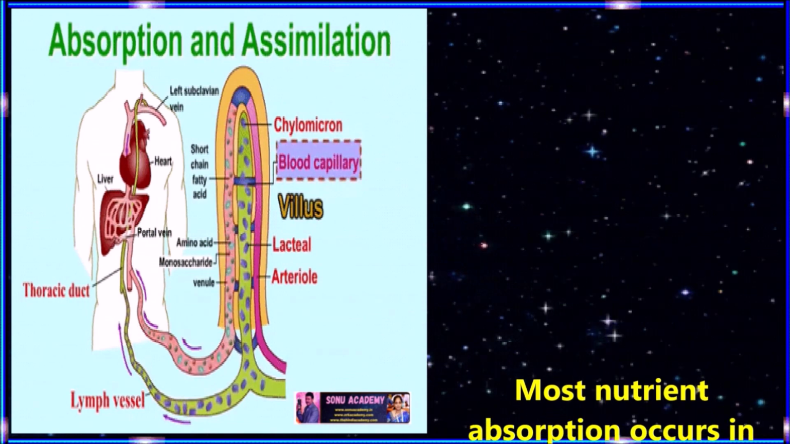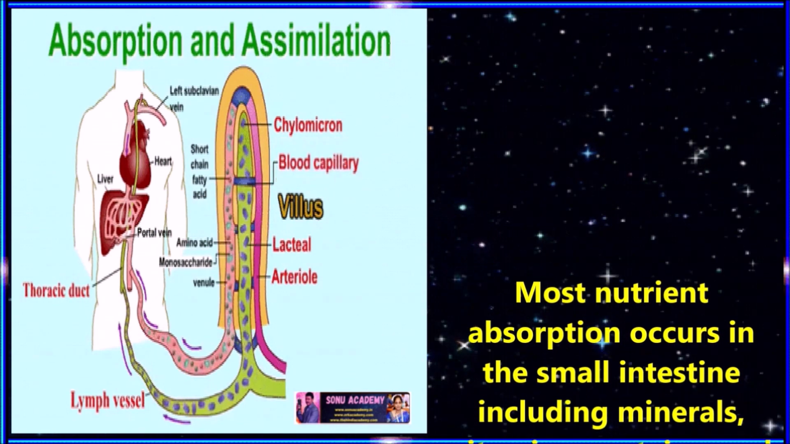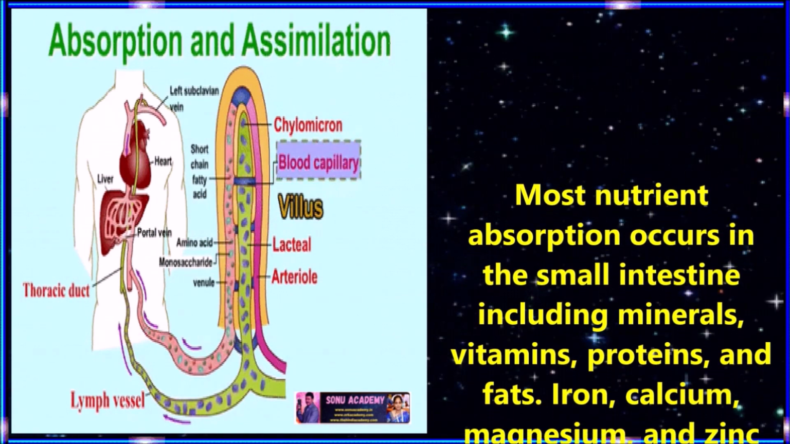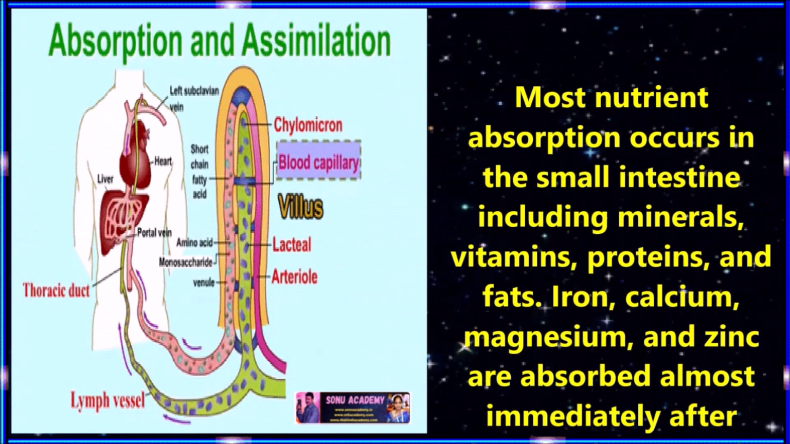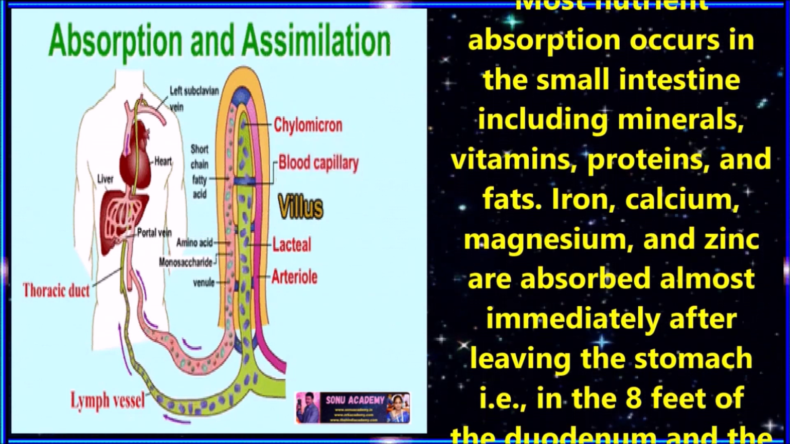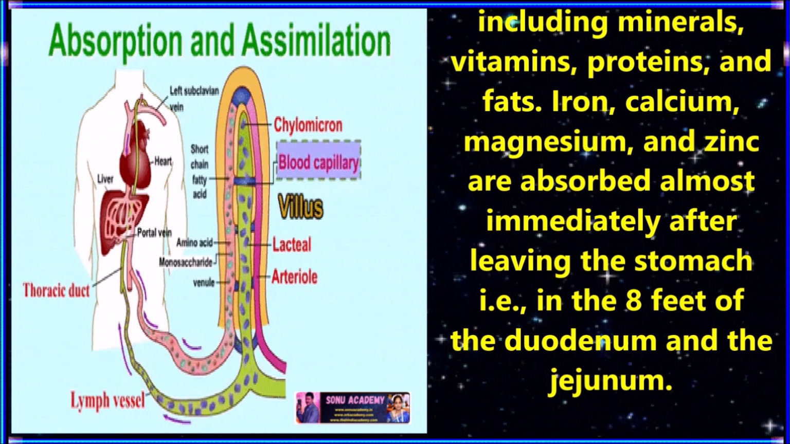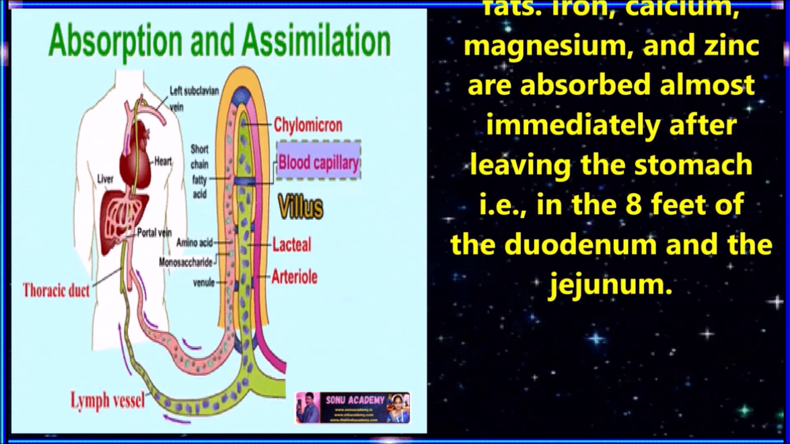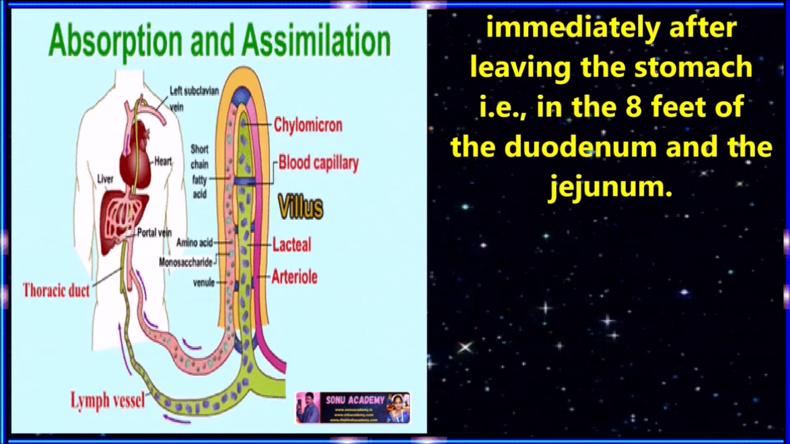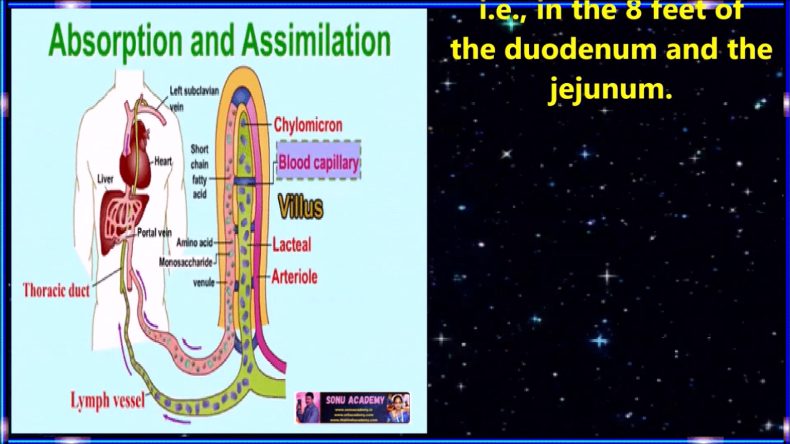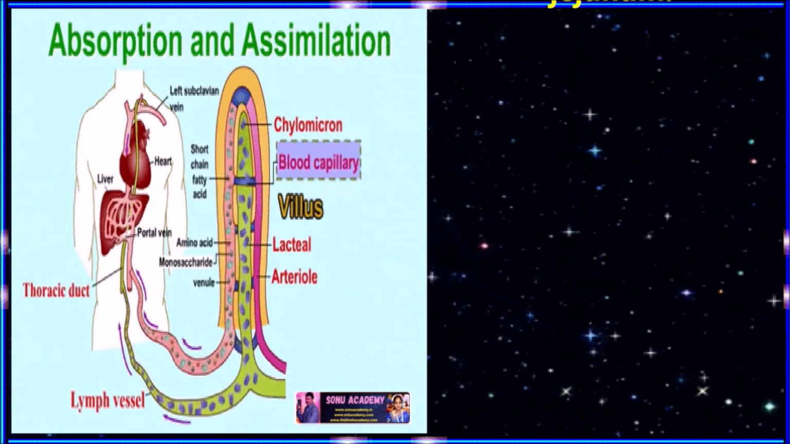Now let us discuss absorption in detail. Most nutrient absorption occurs in the small intestine, including minerals, vitamins, proteins and fats. Iron, calcium, magnesium and zinc are absorbed almost immediately after leaving the stomach, that is, in the duodenum and jejunum.